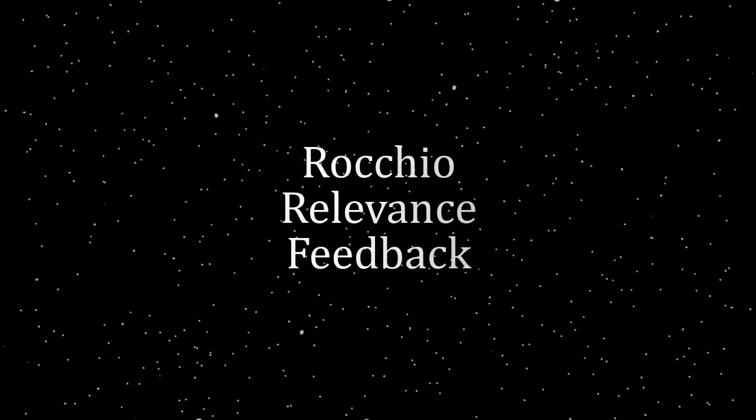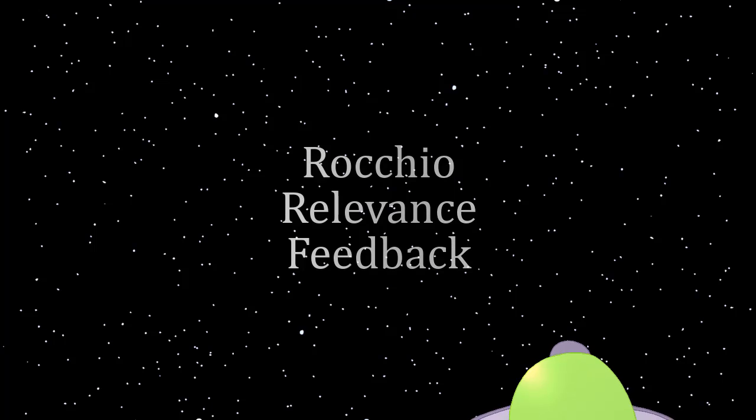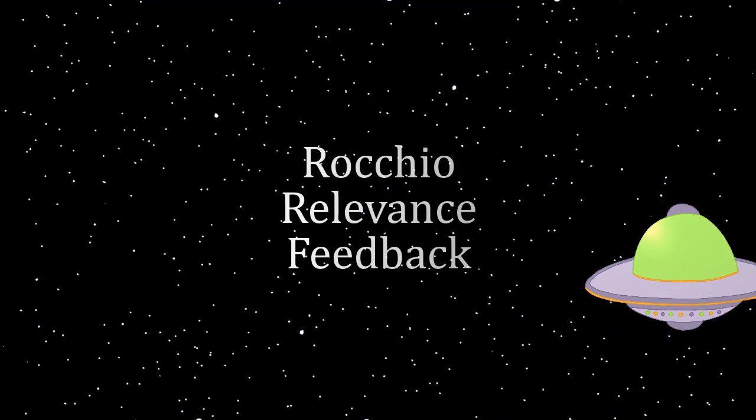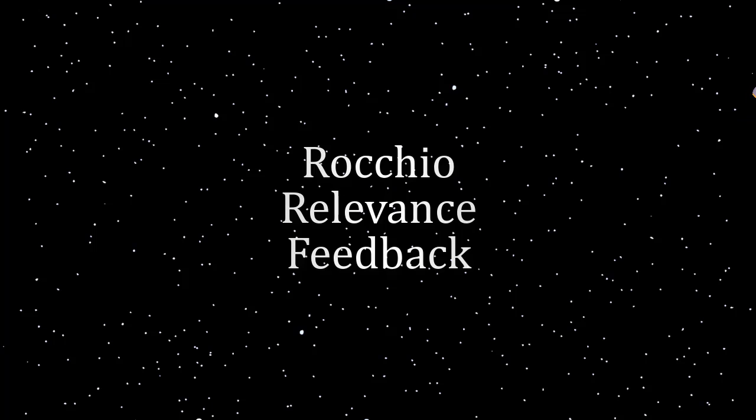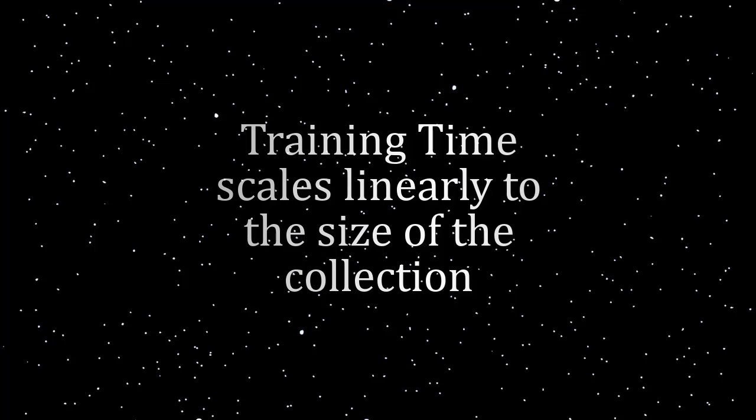Rocchio classification is a variation on Rocchio relevance feedback. Rocchio relevance feedback became popular in the 1970s and is used to improve the recall of queries. It uses the vector averages of relevant and non-relevant documents to modify the user's query and generate more accurate results. Rocchio classification removes the query element of this process. In terms of time complexity, Rocchio behaves similarly to naive Bayes. The training time scales linearly to the size of the document collection.